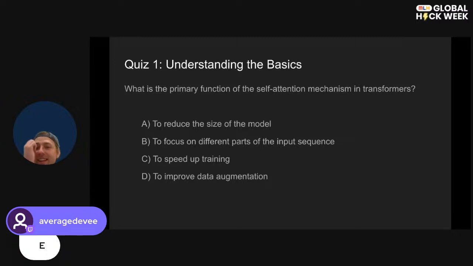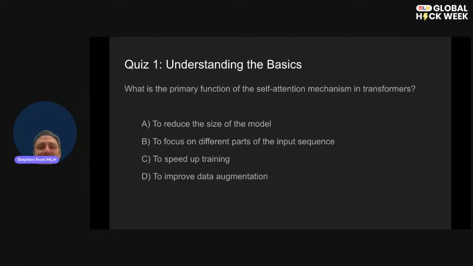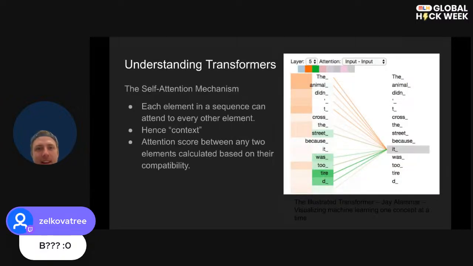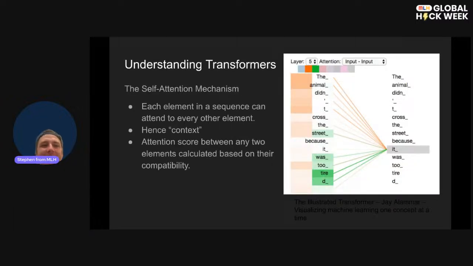Average DD says E. That's right. No, I'm just kidding. But you're right. It's Zelkovitry. It's also B. Yeah, this is a little bit of a trick there, huh? Give you 2 B's in a row. But thank you for participating and going along with that.